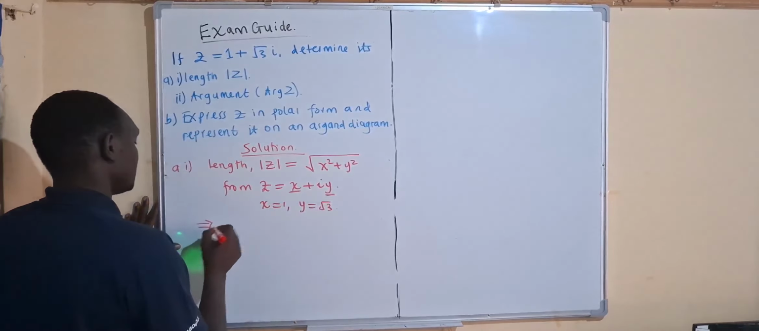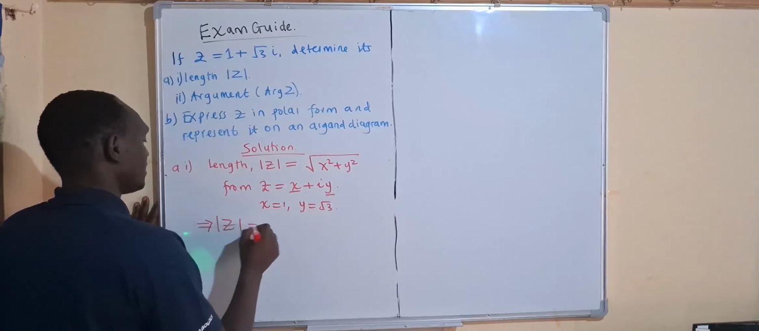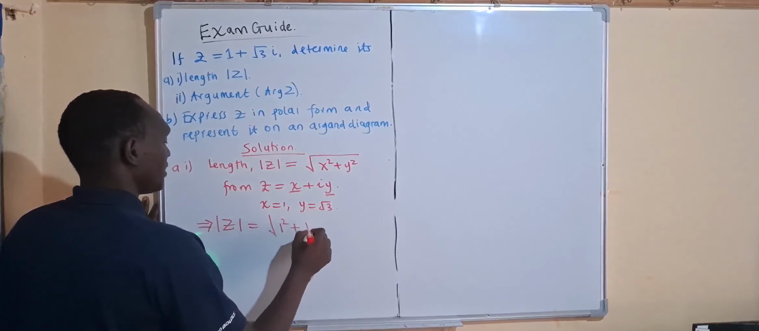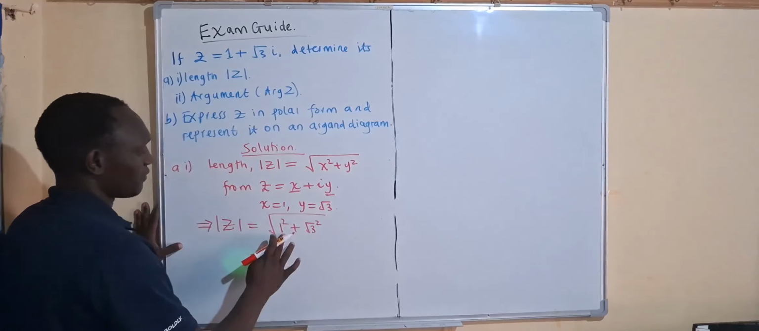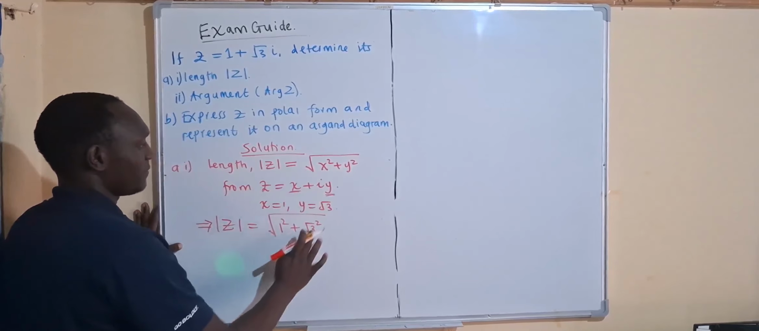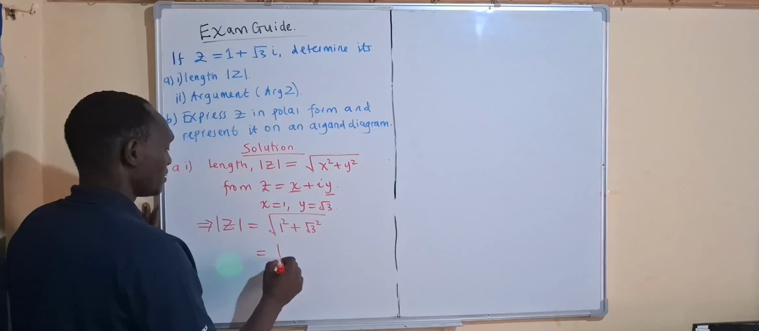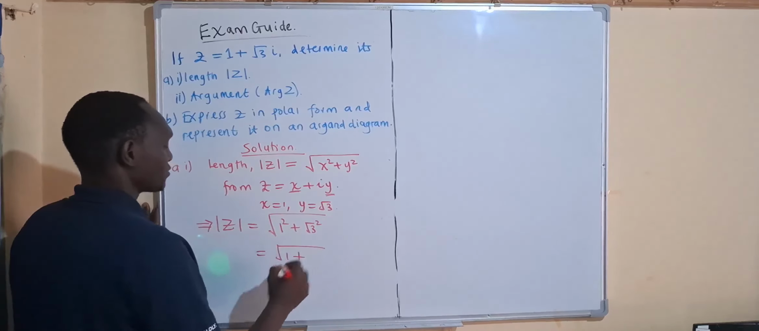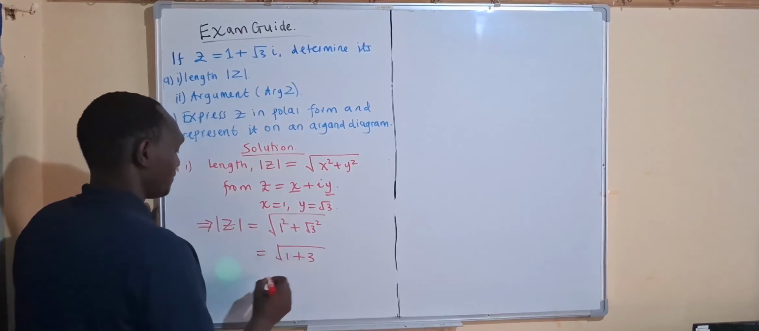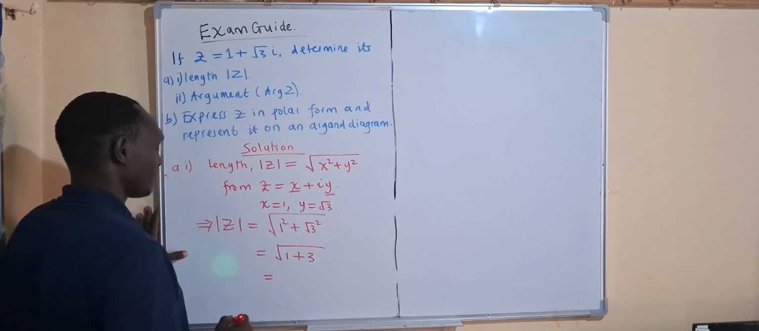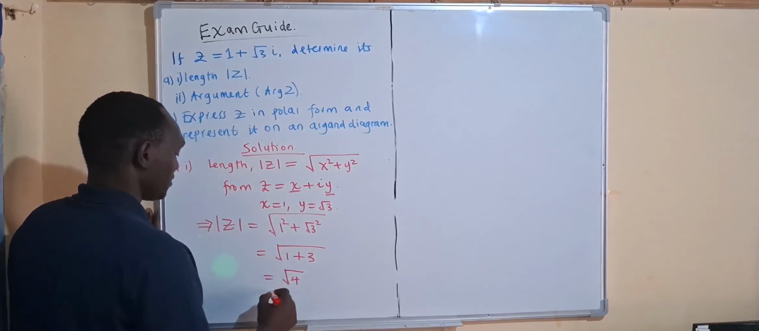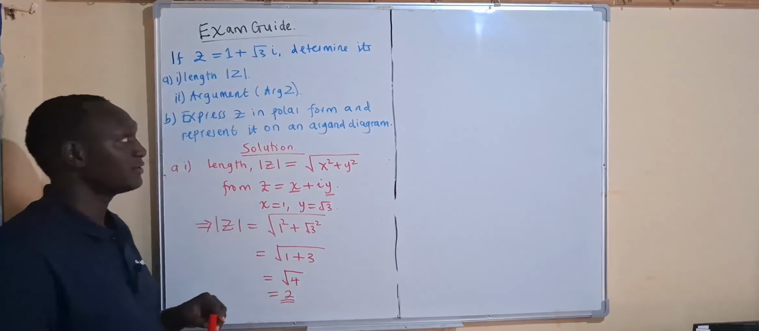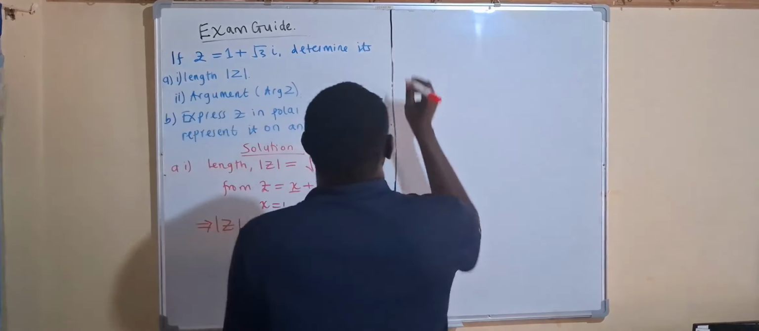This now implies that the complex number z's magnitude becomes square root of 1 squared plus square root of 3 squared, but they are all under root. Substituted 1 as x, and root of 3 as y. What is 1 squared? It is 1. What is square root of 3 squared? It is 3. This gives us root of 4, square root of 4. Since we are looking for the magnitude, this gives us 2. So that is the length or the magnitude of that complex number.